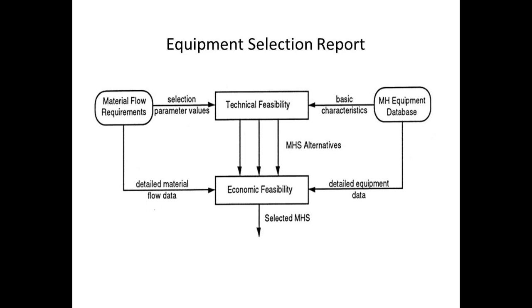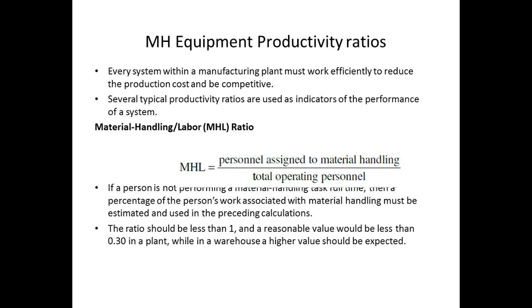For material handling equipment, you have to answer certain questions that people will ask you. They can ask about different parameters that are particularly associated with material handling. For example, material handling per labor: what is the ratio of the equipment you are using and the personnel assigned to it? So that is the ratio of personnel assigned to material handling to the total operating personnel.